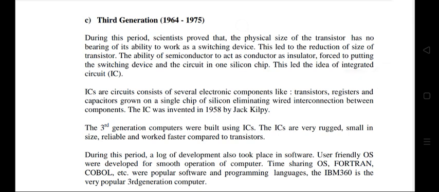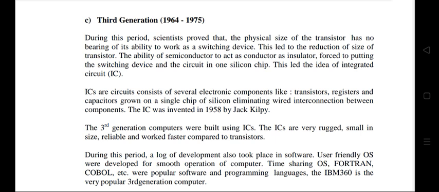Third generation 1964 to 1975. During this period, scientists proved that the physical size of the transistor has no bearing on its ability to work as a switching device. This led to the reduction of size of transistor. The ability of semiconductor to act as conductor or insulator forced putting the switching device and the circuit in one silicon chip. This led to the idea of integrated circuit, IC. ICs are circuits consisting of several electronic components like transistors, resistors and capacitors grown on a single chip of silicon, eliminating wide interconnection between components. The IC was invented in 1958 by Jack Kilby.